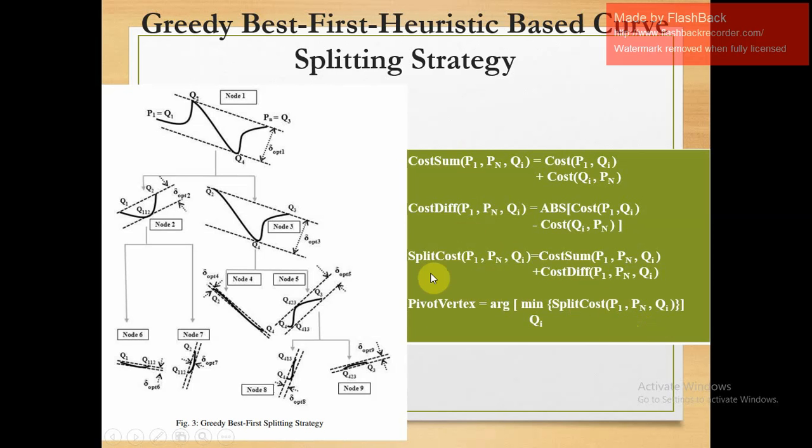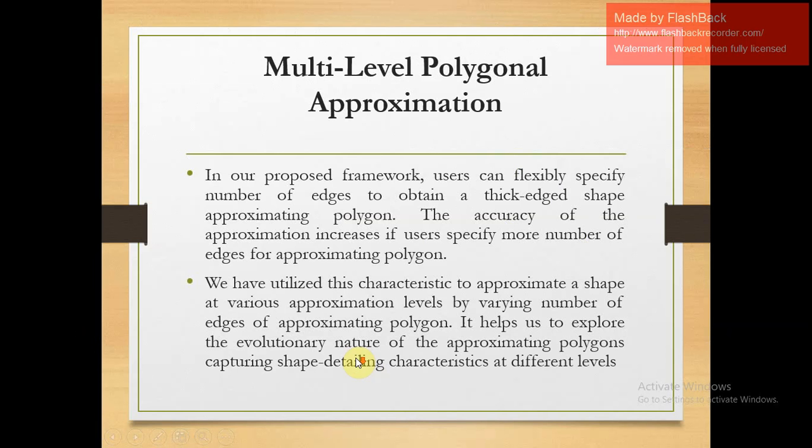Here split cost denotes the heuristic cost associated with choosing Qy as pivot vertex. So here we can see that Q2 can act as the pivot vertex and Q4 can act as the pivot vertex, but we are choosing only Q2 because it gives us the minimal cost. So we are splitting the curve at Q2 and we are getting these two curves. After that we are again splitting the curve at Q4. We could have also split the curve at Q1, but Q4 gives us the minimal cost, and that's why we are splitting the curve at Q4. In this way we are getting these endpoints, these leaf points, as our final curve splittings.